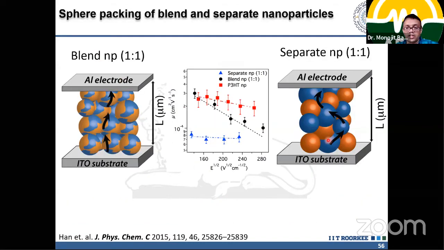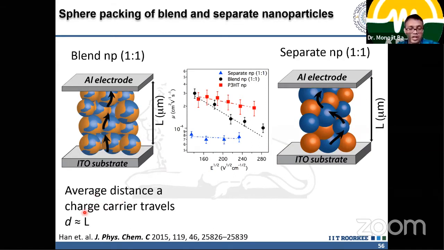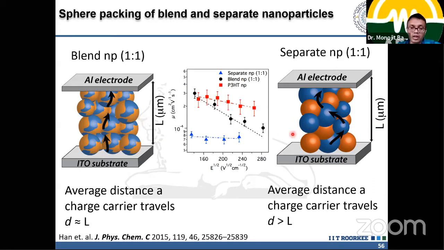So here you can see how the charge transport would look in blend nanoparticles and separate nanoparticles. In blend nanoparticles, definitely you have co-continuous pathways of P3ST and PCBM rich areas, because all these particles will have a P3ST rich domain and a PCBM rich domain, and that is what gives you the path length. Whereas if you have only P3ST or PCBM separate nanoparticles, they have to hop through individual particles, and the length scale would be more than the length of this device. Right? So here you can see the average distance is on the order of the length of the device, or the thickness of the device, I would say. And in this case, the average carrier travel length is more than the thickness of the device, right?